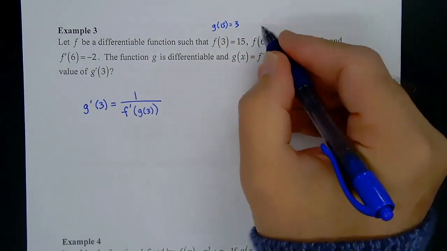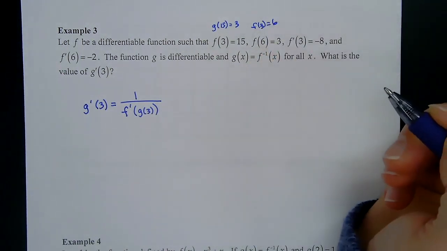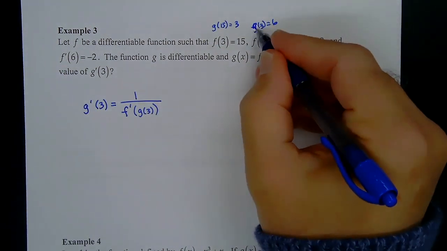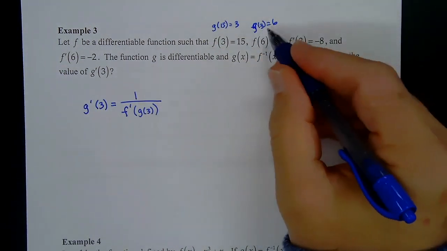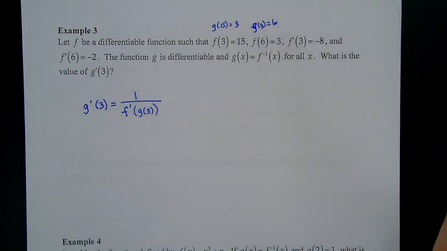This one's telling us f of 6 is equal to 3, which means g of 3 is equal to 6. Sorry, I said that wrong. Okay, so that's it, right? That's the g of 3 that we need.